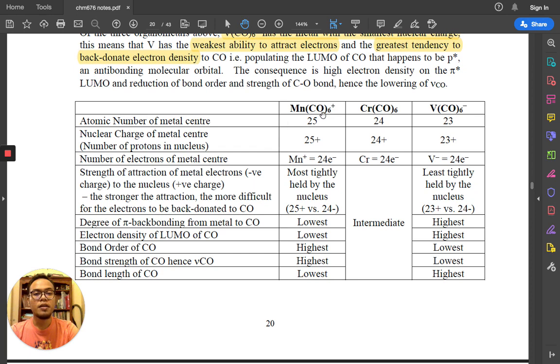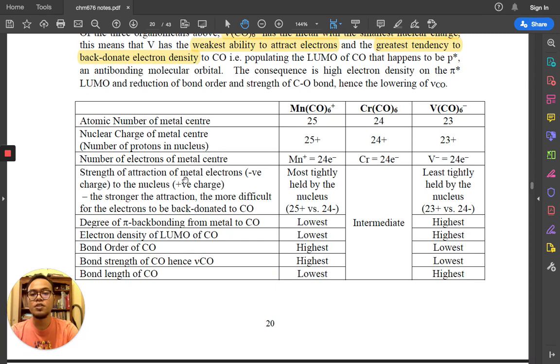We arrange manganese, chromium, and vanadium in decreasing order, from highest nuclear charge to the lowest nuclear charge. So what happened next is, you see the number of electrons of the metal center. We have manganese plus, so definitely you have to minus 1, is 24 electrons. Chromium, 24 electrons. Vanadium minus, you have to plus 1, it is now 24 electrons. They are having the same number of electrons in the metal center, but they are having different nuclear charge, because nuclear charge depends on the atomic number.